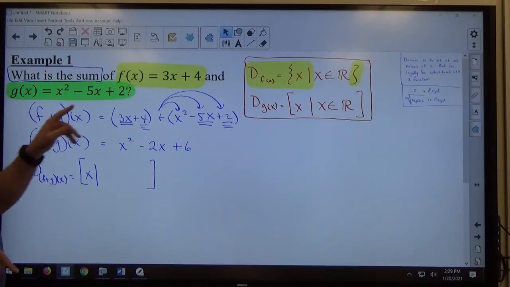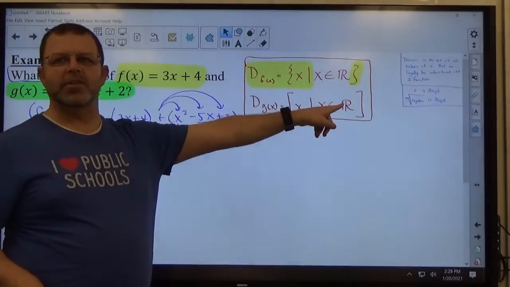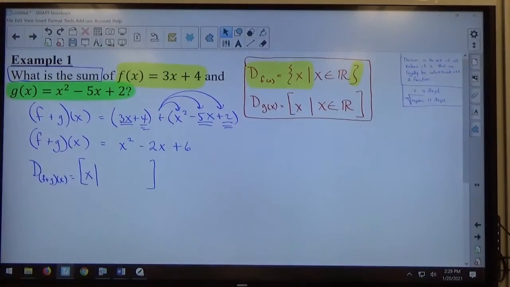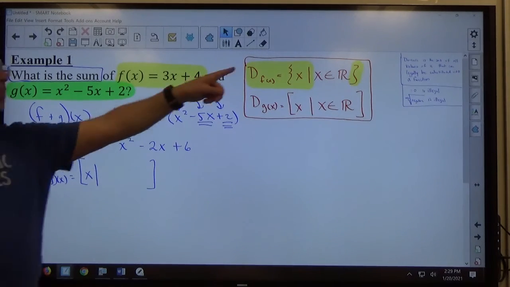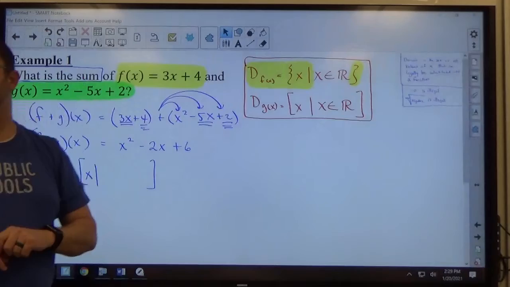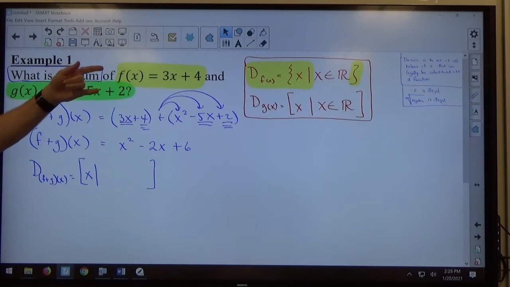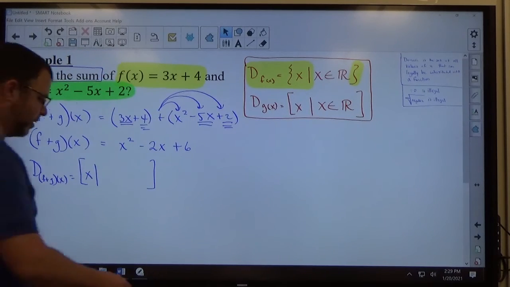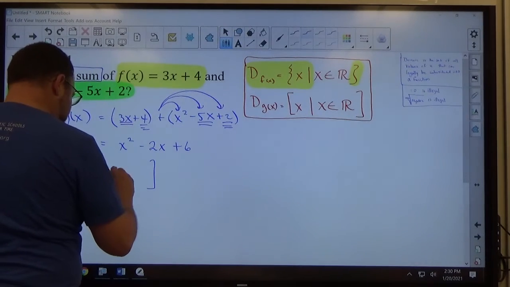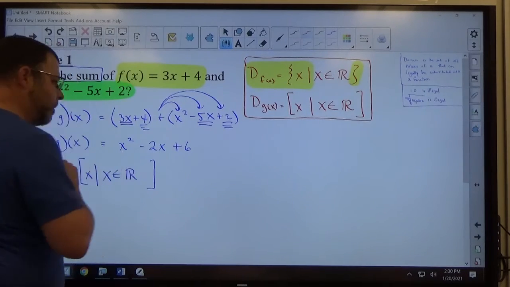And notice, this is all real numbers, that's all real numbers. So what's the same? This is every number in the world, this is every number in the world. What numbers are the same? All of the numbers, right? So the intersection of the real number sets, they're both the same, is simply x is an element of the set of real numbers.